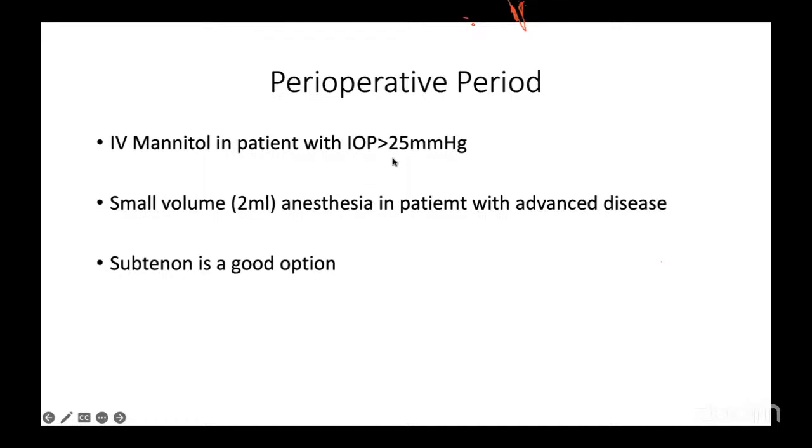Okay, thank you very much. Someone asks, how long do we wait after the subtenon MMC? It's immediately. You don't wait for any time. Once you give it, you continue. That's how I do it.